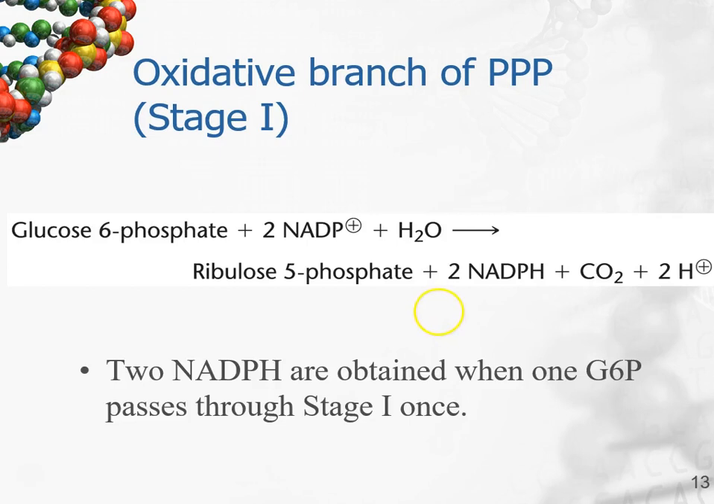So if we take those 3 reactions and add them up, we find that we started with 1 molecule of glucose 6-phosphate. Our product is ribulose 5-phosphate, which is a 5-carbon sugar. That extra carbon is lost as CO2, which would be exhaled, and the NADP+ has picked up electrons and protons to form NADPH. So the stoichiometry of stage 1, the oxidative branch, is that when you start out with 1 glucose 6-phosphate and you go through stage 1 one time, 2 NADPHs are the product.